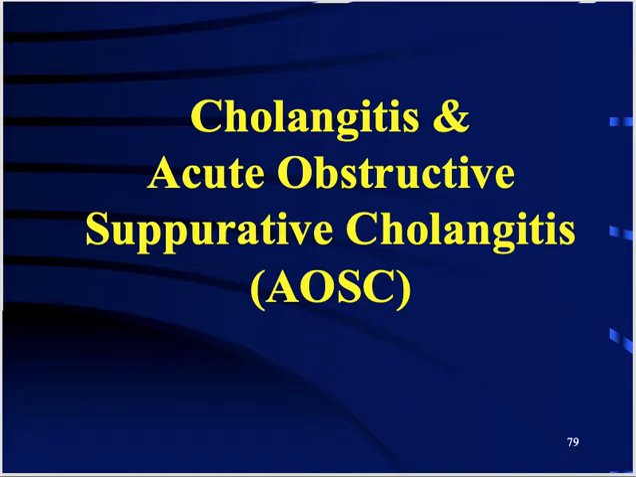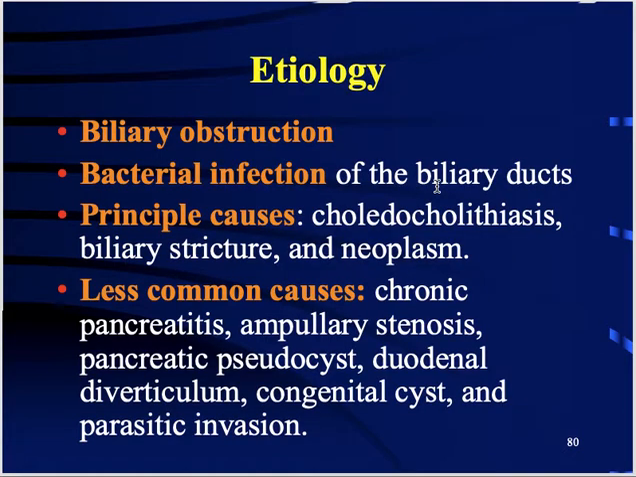Okay, there's also something called acute obstructive suppurative cholangitis. Of course, when the obstruction of the bile duct is complete, it can result in this. So the etiology, as you can see, is biliary obstruction and a bacterial infection, and the principal cause, number one, is choledocholithiasis. There could be biliary stricture, there could be cancers.